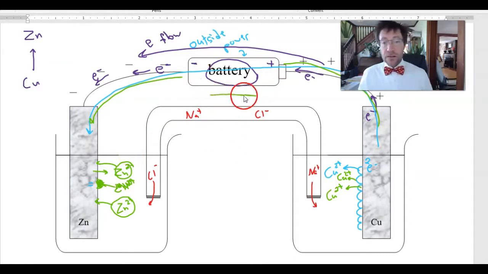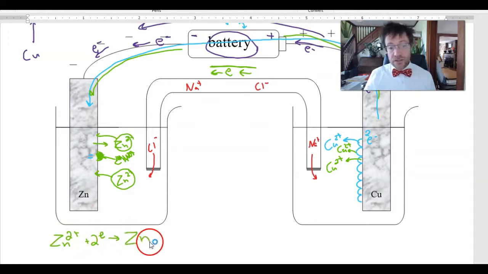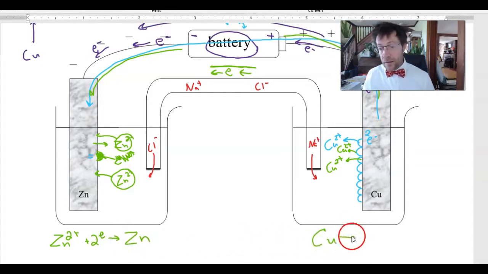You just take an outside power source to force the electrons to go in the non-spontaneous direction, and you do exactly like you did before, right? So over here, the zinc 2+ is gaining 2 electrons and is turning into elemental zinc. And over here, the copper metal loses 2 electrons and becomes a copper ion.